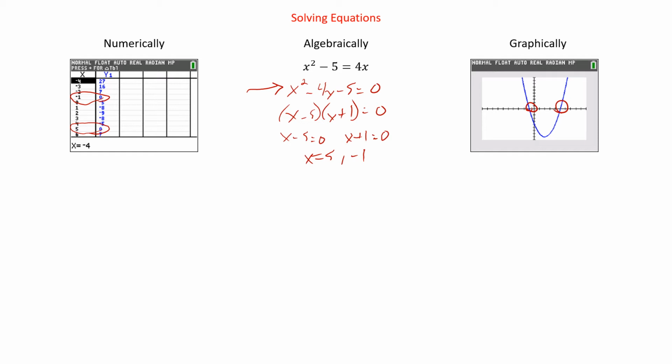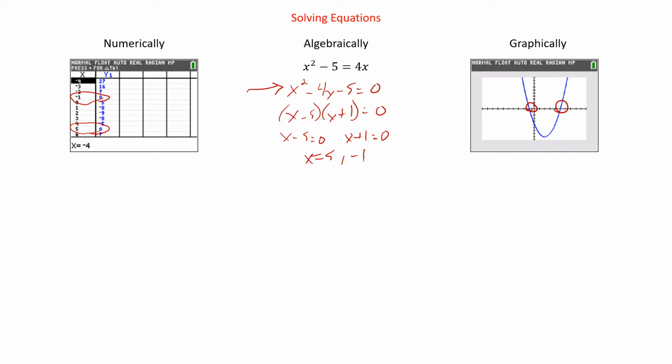The solution, like this x equals 5, x equals -1, that's called a solution. It's called the roots, it's called the x-intercepts, and it's called the zeros. They all mean the same thing. Sometimes we use one over the other just because in the context it makes a little bit more sense, but for all intents and purposes, they're the same thing.